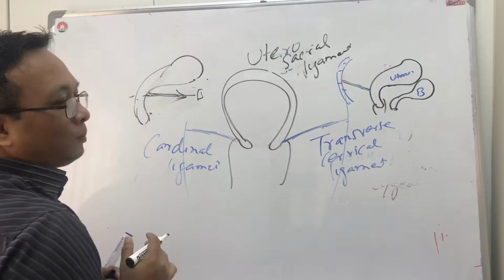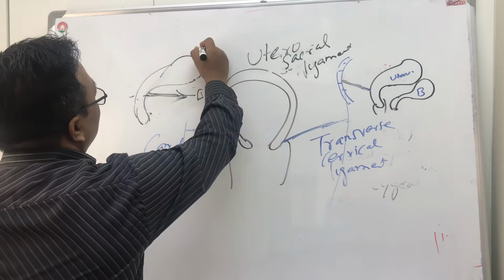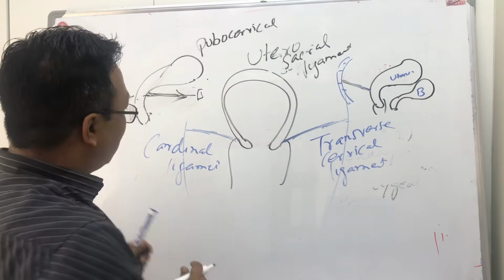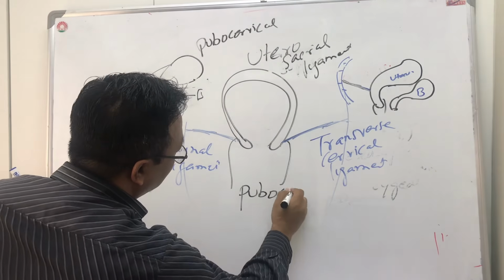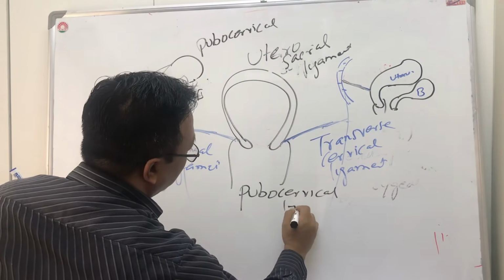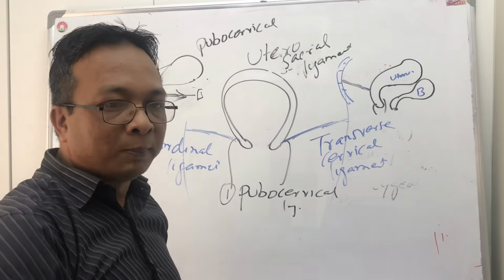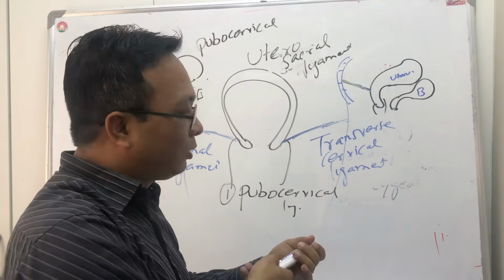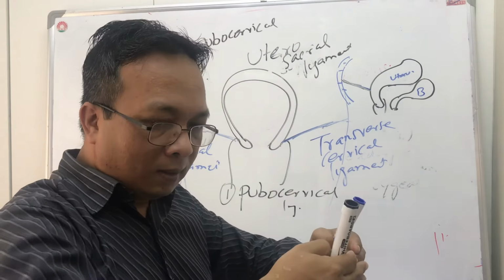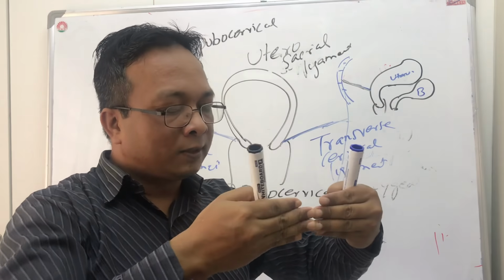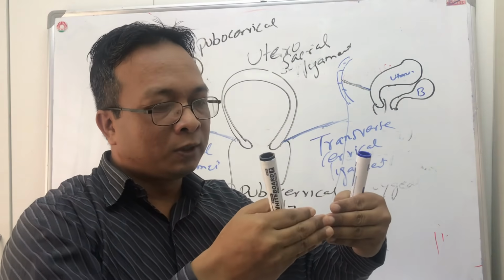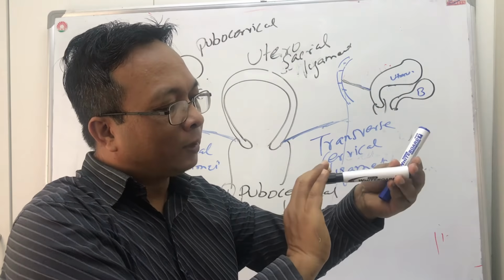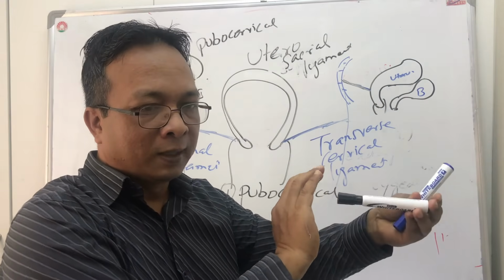Okay, so these are the basic uterine supports. Number 1, the pubocervical ligament from the anterior surface. Pubocervical means pubis to the cervix. It is anterior. You can imagine this is the pubis, the pubic symphysis, the anterior side, and this is the posterior side. From the anterior side there is one ligament pulling the uterus towards the front, making it anteverted.